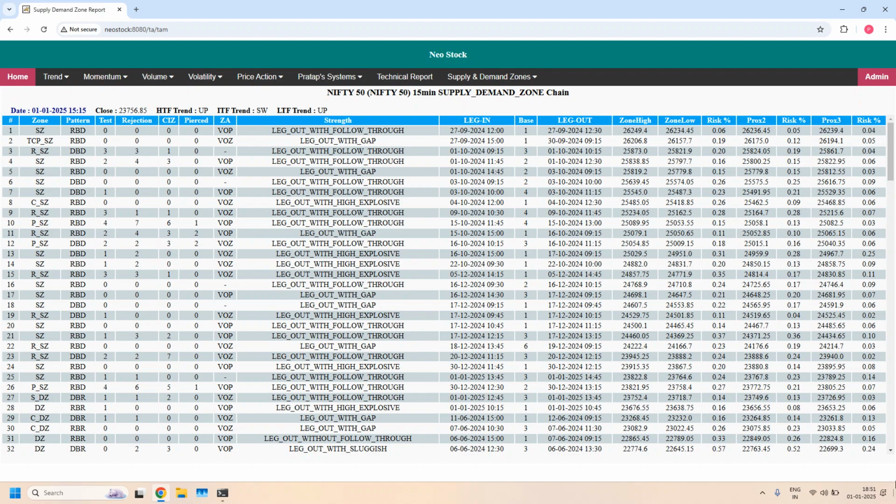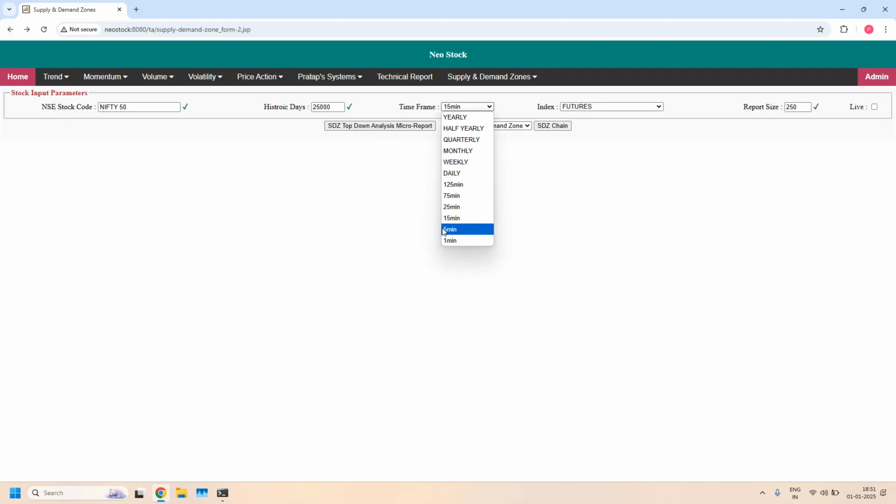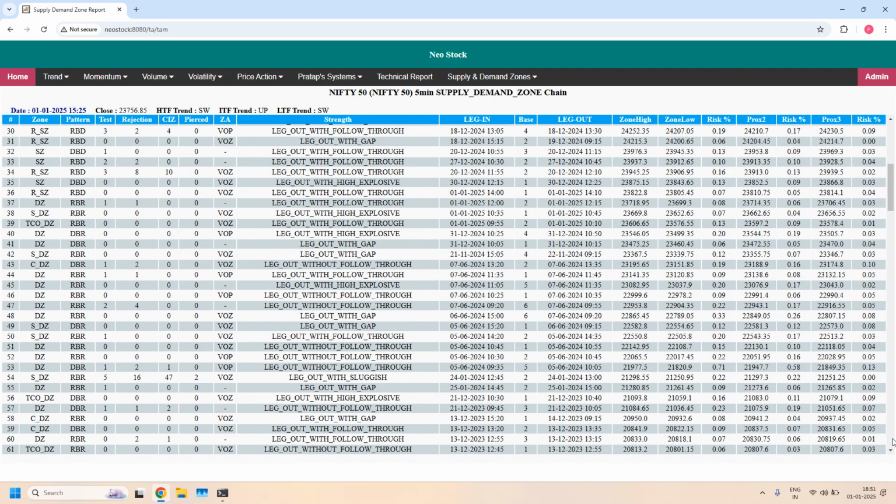For more demand zones, I am scrolling the list down. Okay, next, 5 minutes supply demand zone chain for NIFTY. All these are all supply zones. For demand zones, I am scrolling the list down. Okay, this is about NIFTY supply demand zone chain.